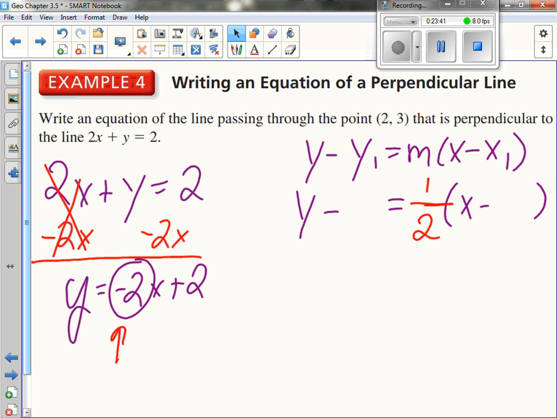This 2 here is positive. I thought you were subtracting that. No, because negative 2x, well, these aren't like terms, so I can't combine them. And since 2 is positive, we write plus 2. Any other questions?